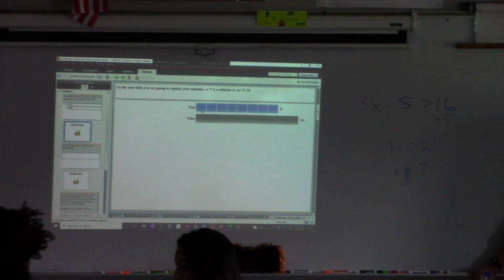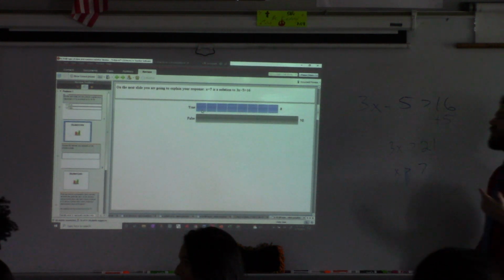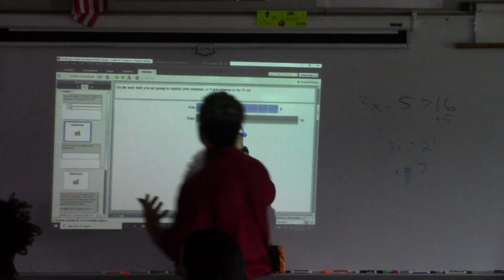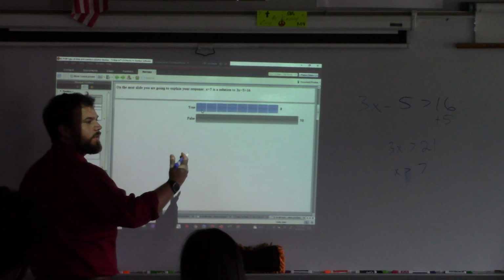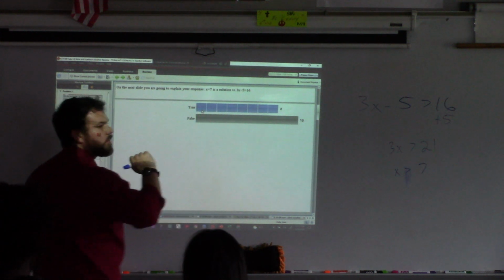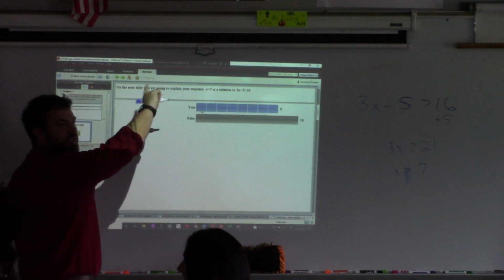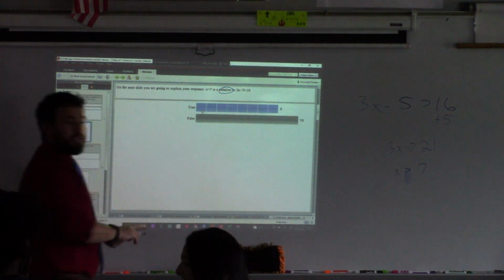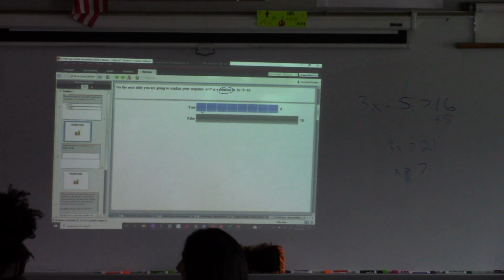Does anyone have an easier way to figure out that it's a false statement? You just plug in any number. No, the key to this is what word? What are we trying to determine? If it is a solution. But what does it need to make the inequality to be a solution?